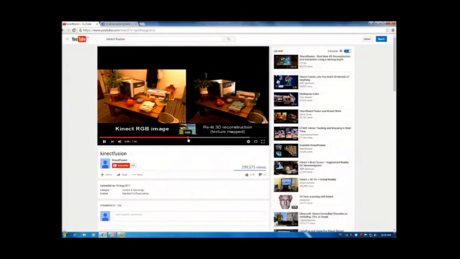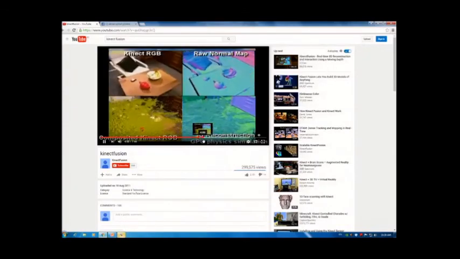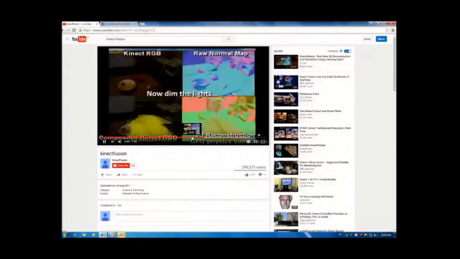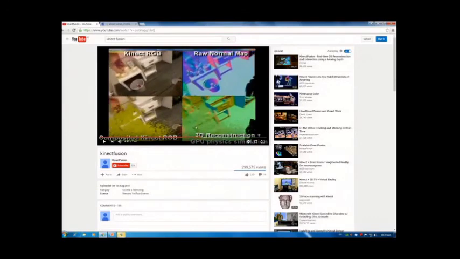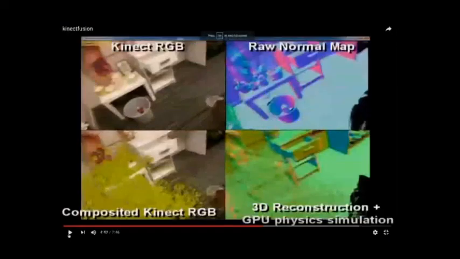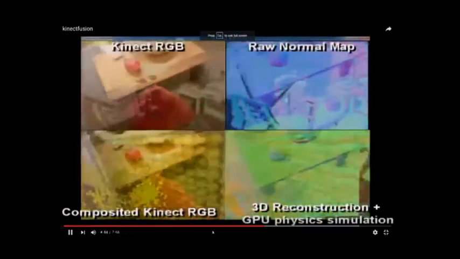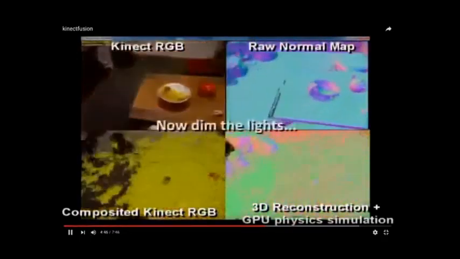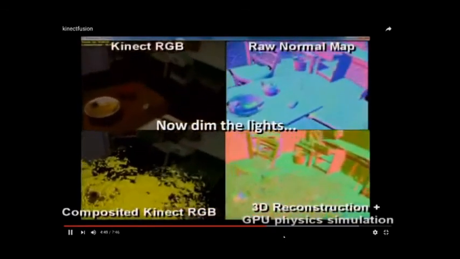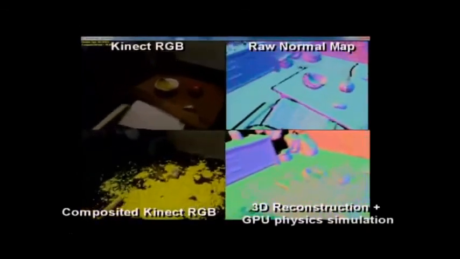Let me just see if we have something interesting coming up. Okay, it's all the same 3D reconstruction. Now I found this one a bit interesting. They dim the light here. If you reduce the illumination, will that affect your 3D reconstruction? What do you think? If you have a well-illuminated scene and then you suddenly change the illumination, will that affect your 3D reconstruction if you're using Kinect or a 3D scanner?